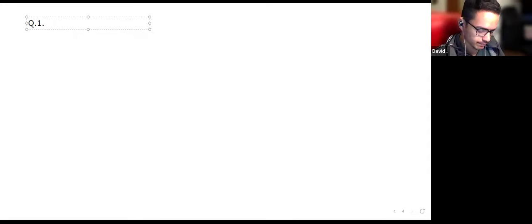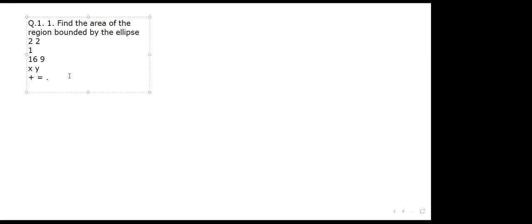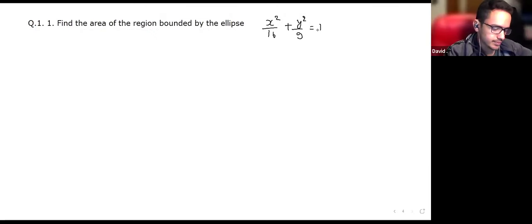Okay. So doing question number 1. Find the area of the region bounded by the ellipse x square over 16 plus y square over 9 equals 1.